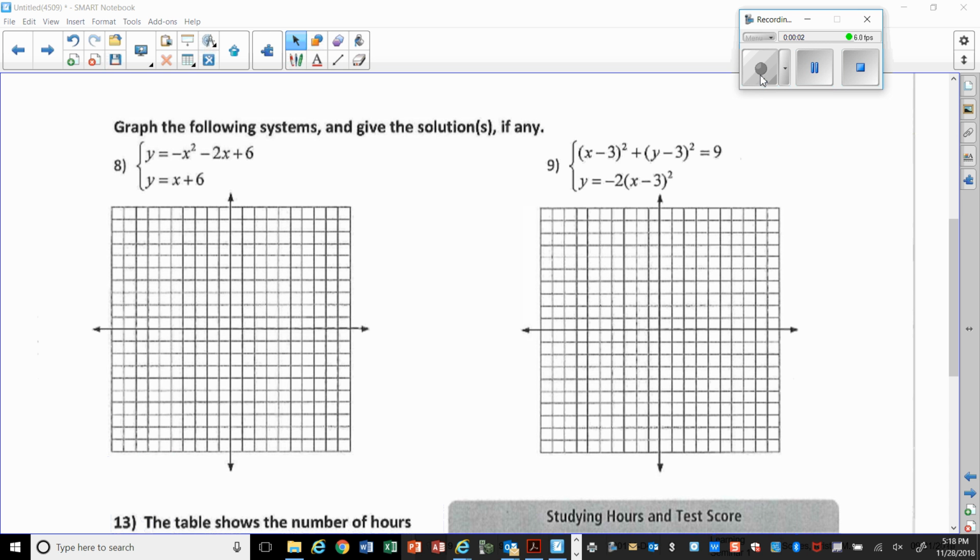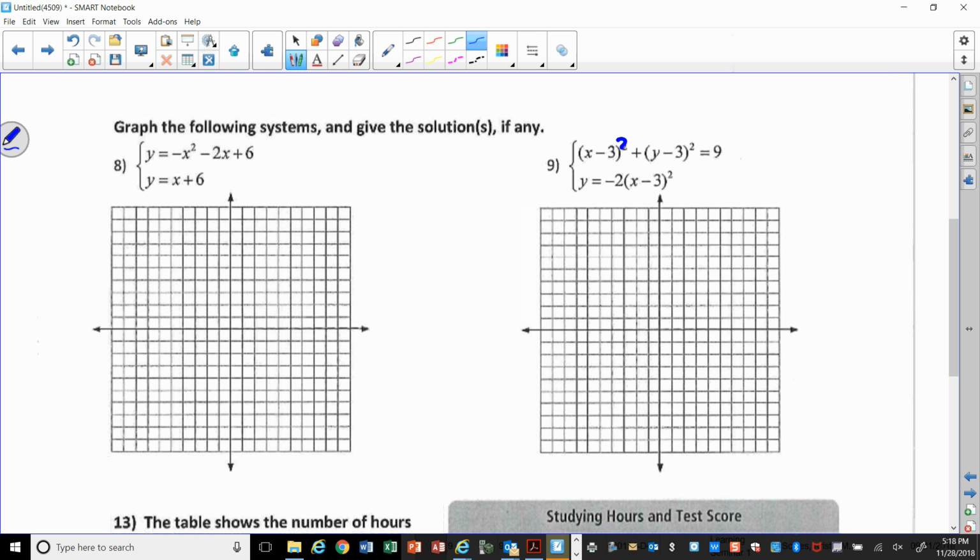Okay, so this next one, number 9, you can tell it is a circle because the x is squared and the y is squared, right? So you're going to have a circle, which means it's not a function. It does not pass the vertical line test. So you can't put it in your calculator.